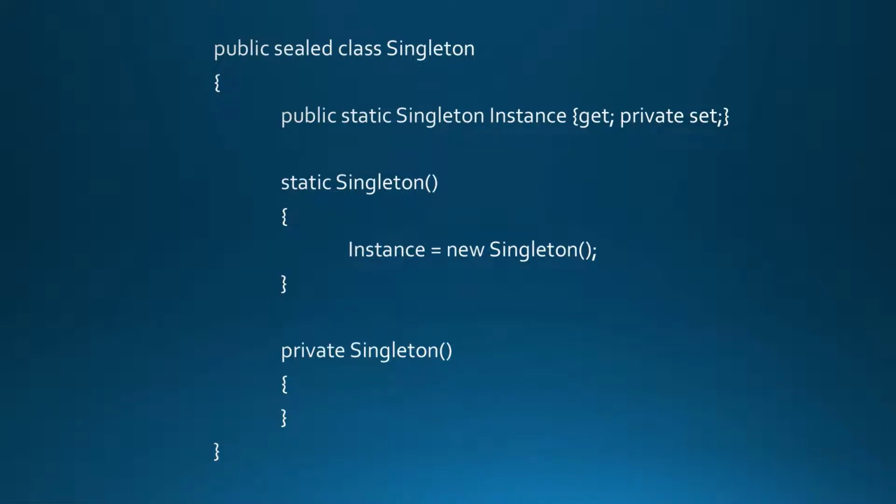Below, we have a static constructor which initializes the field, and a private basic constructor which ensures that there will be no way of instantiating an object outside of the class.